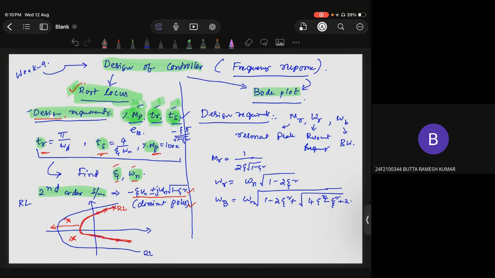Now, design requirements are given. That means my resonant peak has to be this much, my resonant frequency has to be this much, and my bandwidth has to be this much. So these values are given. Now the left side values are given. Now the right side, what do you do? Using these equations, you find zeta and omega n again, just like here.